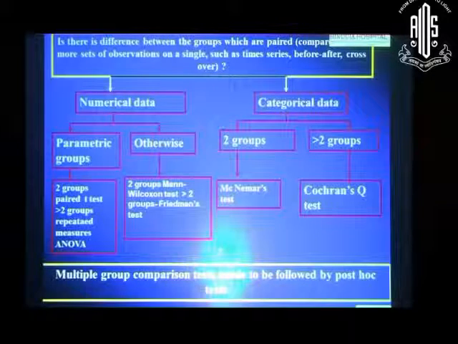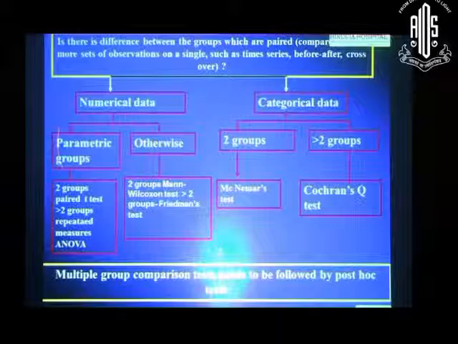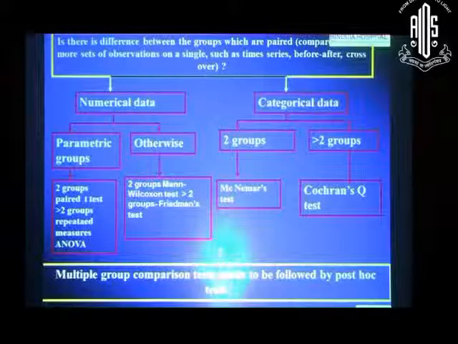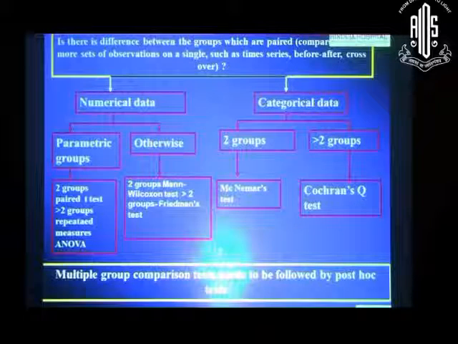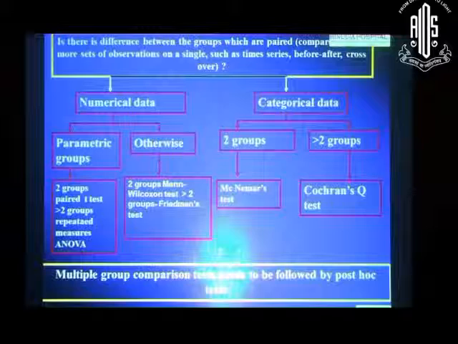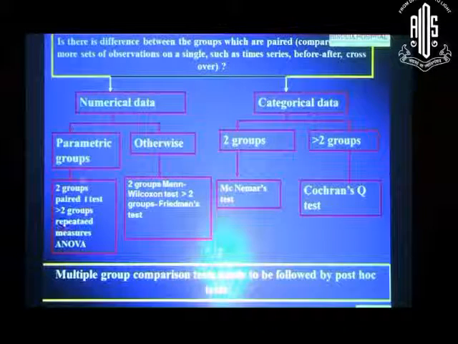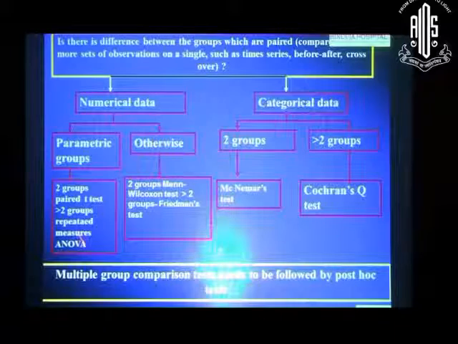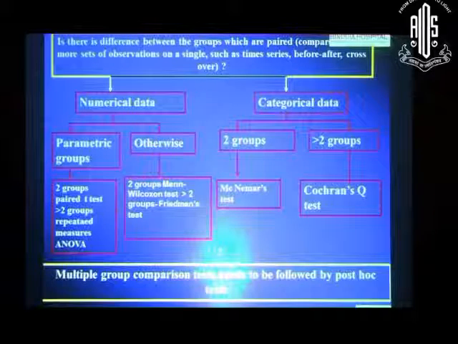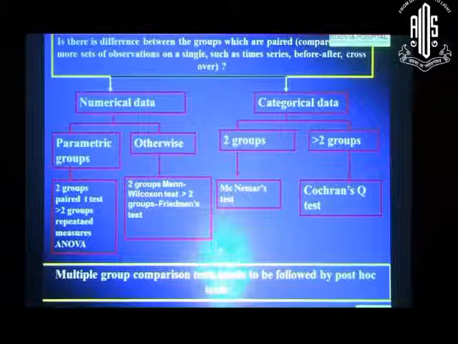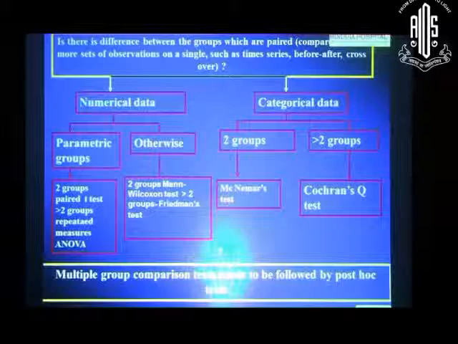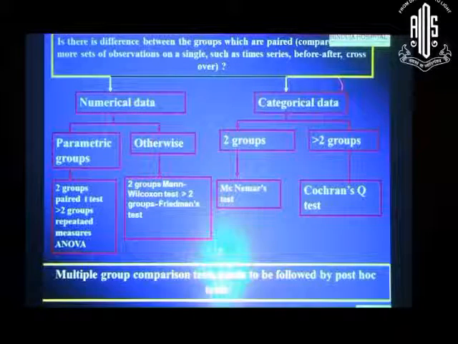It means the second or third measurement is influenced by the first measurement. Understood this? So this is a paired group. If this type of group is there, then this table will be applicable. But afterwards, just follow the same principle: numerical or categorical data; numerical, parametric or non-parametric, same distribution. If it is parametric, then for 2 groups, paired t-test. If more than 2 groups, repeated measures ANOVA. If it is non-parametric, for 2 groups, Wilcoxon test; for more than 2, Friedman's test. Again, if there are multiple groups, you have to do post hoc analysis. Here, for categorical data, with 2 groups or more than 2, McNemar test or Cochran's Q test.